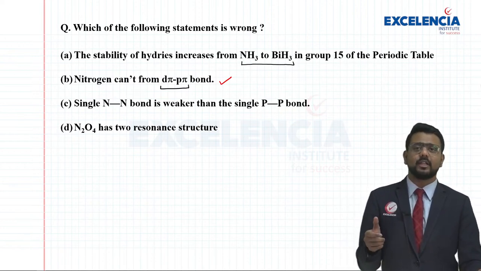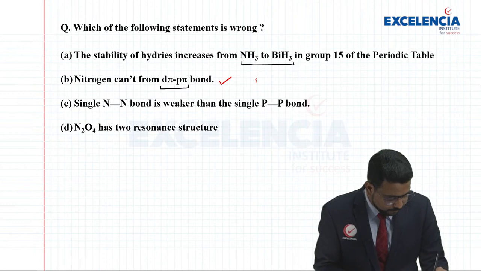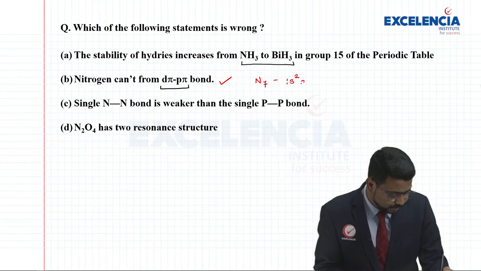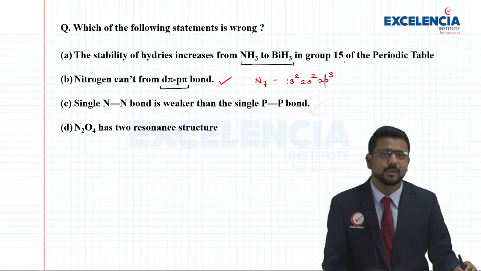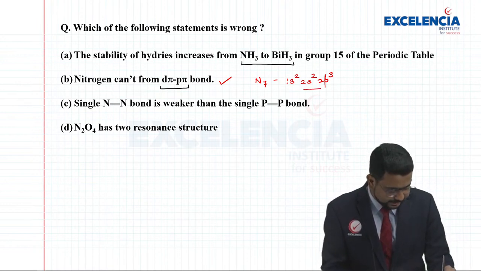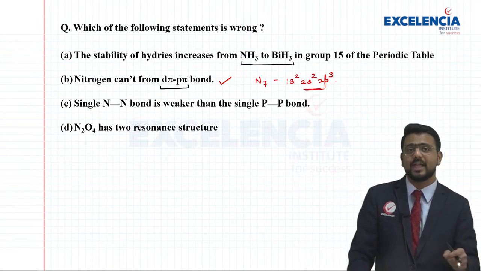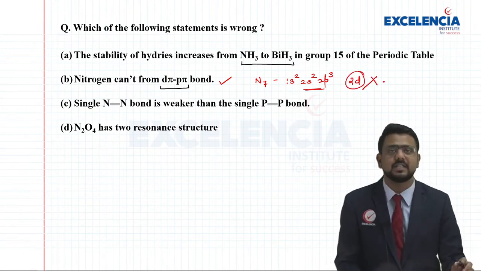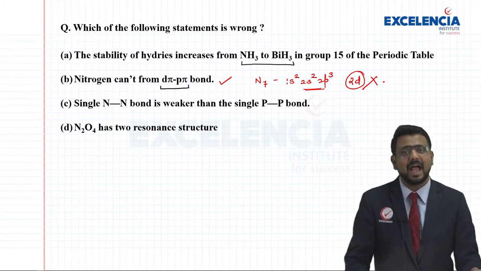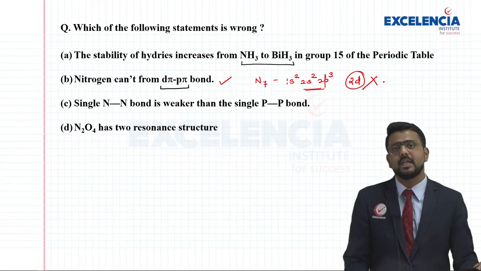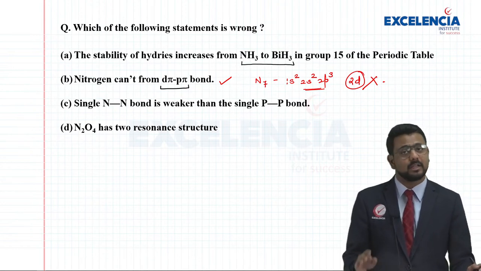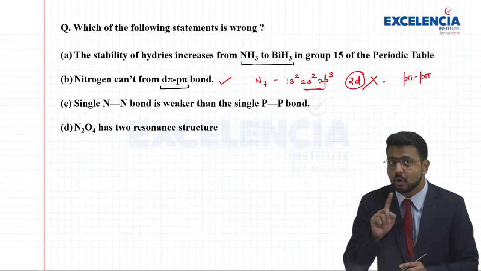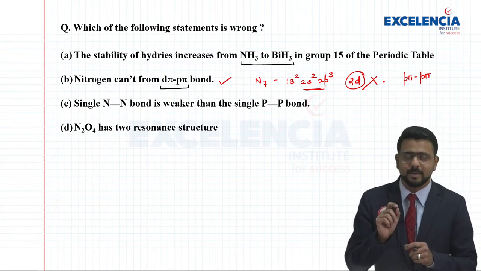Now we know the reason for this is that the atomic number of nitrogen is 7, and if I write its electronic configuration, it is 1s2, 2s2, 2p3, right? So basically, its outermost shell is the second shell which does not have a vacant d orbital. There is no orbital like 2d present in nitrogen. So if it doesn't have d orbitals, then definitely it will not be able to form d pi p pi bond. Certainly it can form p pi bonds, right? It definitely can form p pi bonds, but not d pi p pi bonds. So definitely option B is a correct statement.